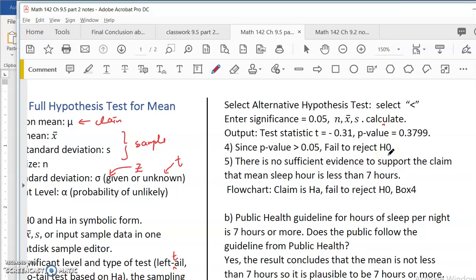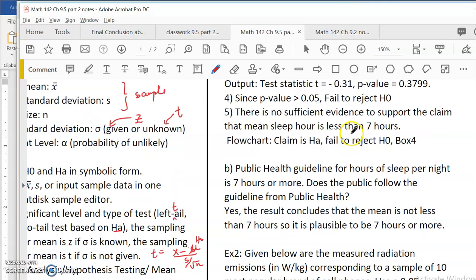So we get that. You can see that the p-value is not very small. It's not a surprising sample, and it is very close to the mean. It's only below 7 hours by a little bit. So we say p-value is greater than 0.05, fail to reject H0, and it's not a surprising sample. So we say there's not sufficient evidence to support the claim that it is less than 7 hours.